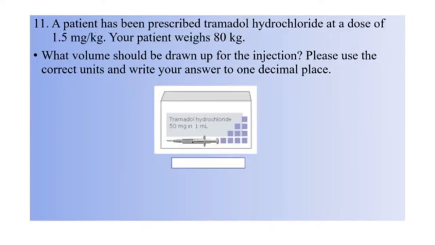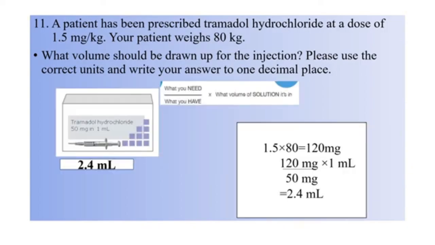A patient has been prescribed tramadol hydrochloride at a dose of 1.5 mg per kg. The patient weight is 80 kg. What volume should be drawn up for the injection? Please use the correct units and write your answer to one decimal place. So the answer is 2.4 ml.